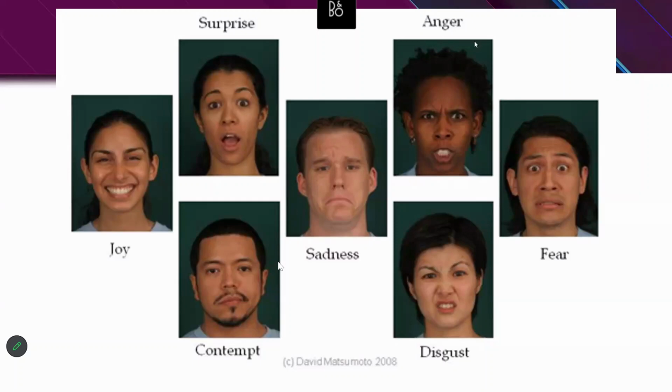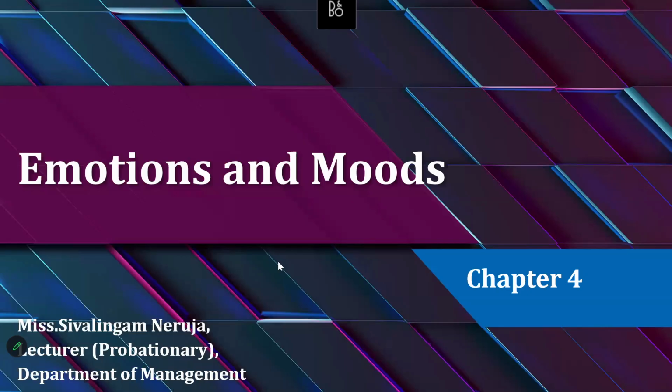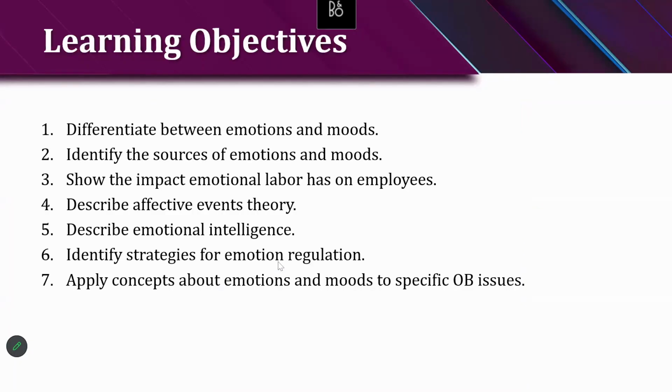Sometimes your close friend may be in a good mood today, and sometimes he might be in a bad mood. So this is what we are going to cover today, something really interesting that is connected to the day-to-day life of each and every individual. The emotions and mood, that is Chapter 4, is what we are going to see.